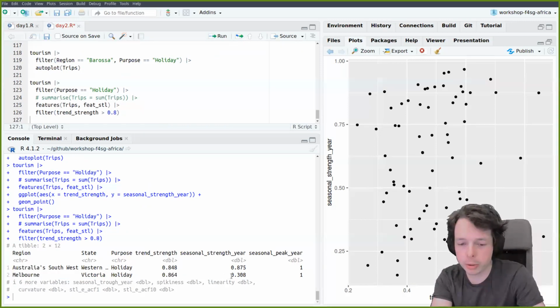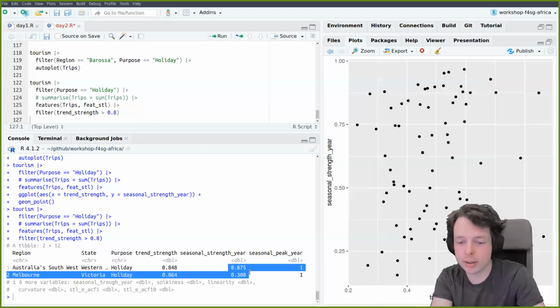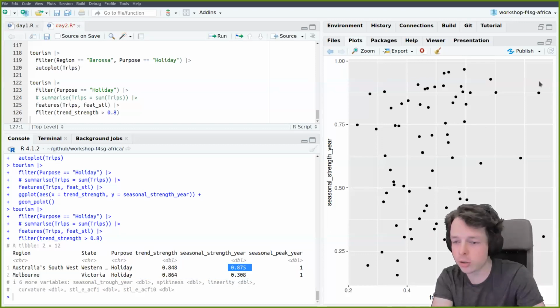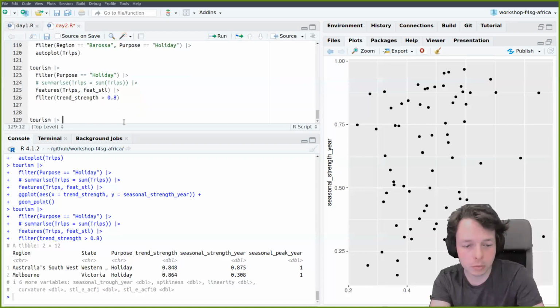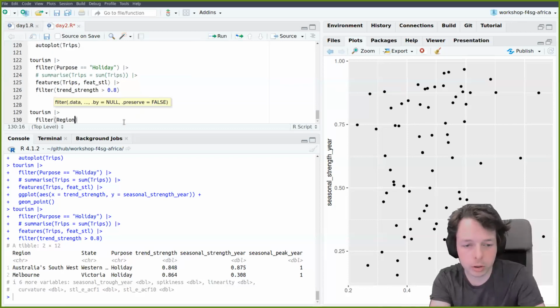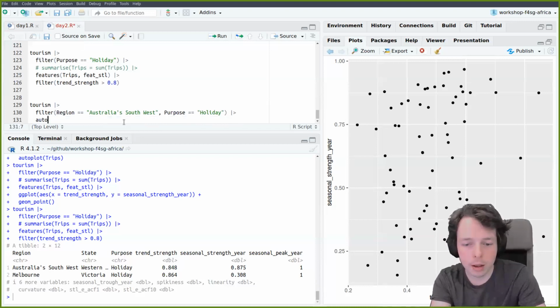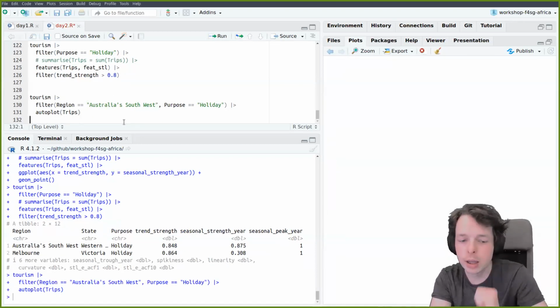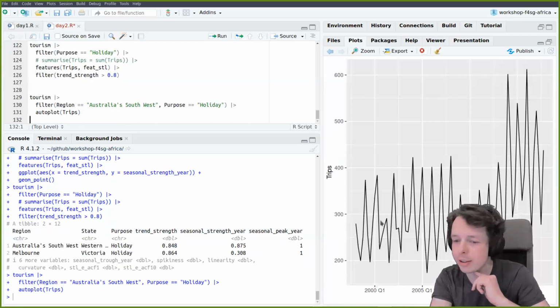Now, Melbourne, Victoria is not very seasonal, which corresponds to this point here. And Australia's southwest in Western Australia has a lot of seasonality. So this point at the top corner here corresponds to the first row. Let's have a look at what that looks like. So filter region equals Australia's southwest, and the purpose was holiday. I can then auto plot the number of trips to this area, and hopefully we see a very seasonal pattern, lots of sharp up and downs, and it's got the highest trend of all the time series.